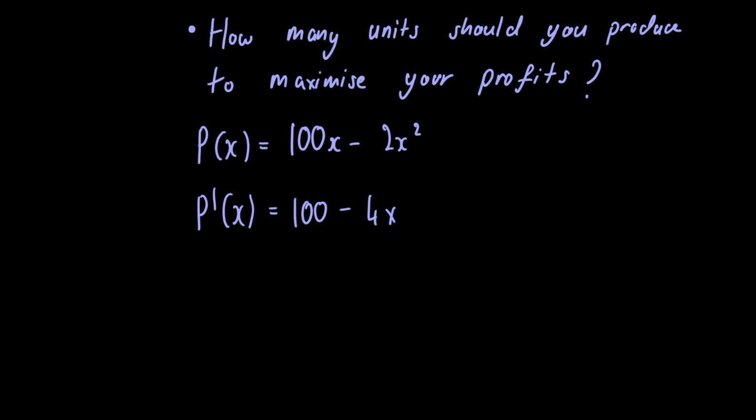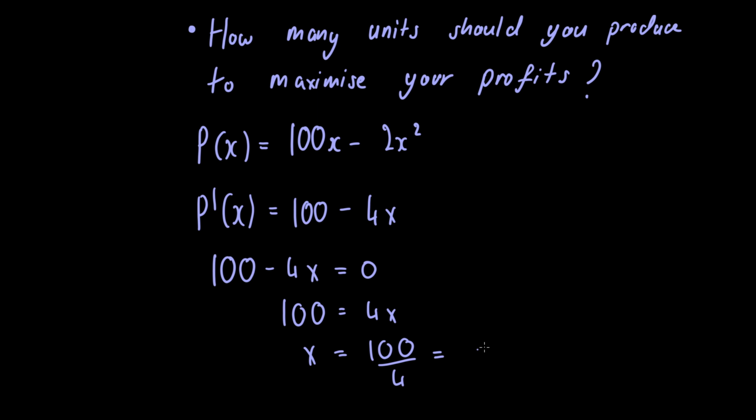Next we need to set the derivative of P(x) equal to 0 to find the critical point. So we have 100 - 4x = 0. So we're just going to solve for x now. So we have 100 = 4x. Therefore, x = 100/4, which is equal to 25.